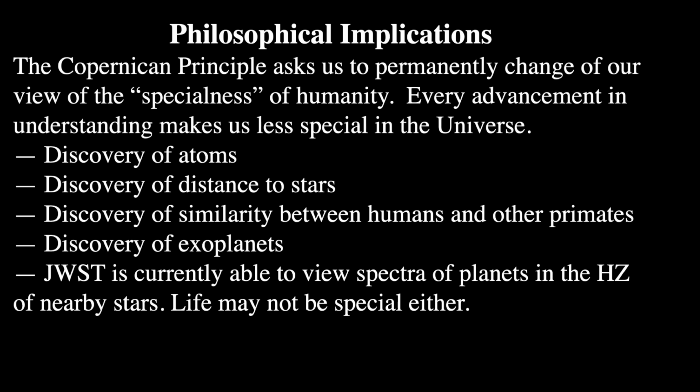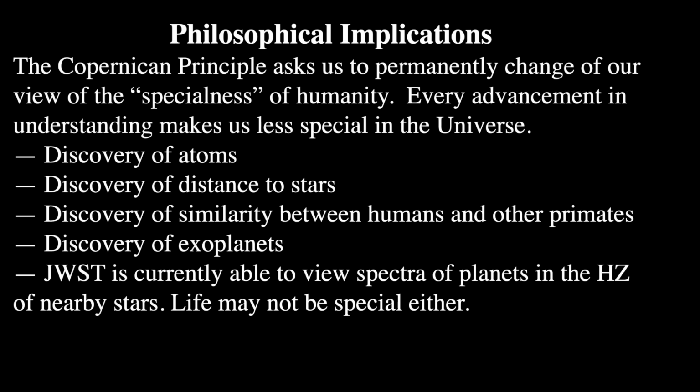The discovery of atoms showed that everything's made up of atoms, including us. The discovery of the distances to the stars said, wait a second, that bright disk in the sky, that sun thing, those points of light way up there in the night sky, they're just like the sun, but very far away. When we discovered that humans and other primates are very similar, and in fact we have some deep similarities to even trees, that showed us that we're not really that special. More recently, we discovered exoplanets, planets around other stars, which shows that Earth and Venus and Mars and Jupiter aren't unique. There are planets everywhere.